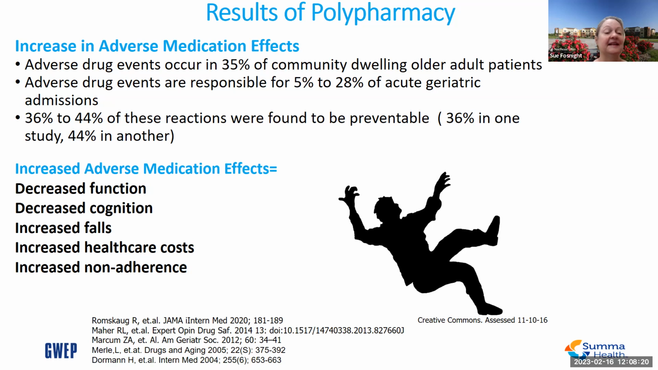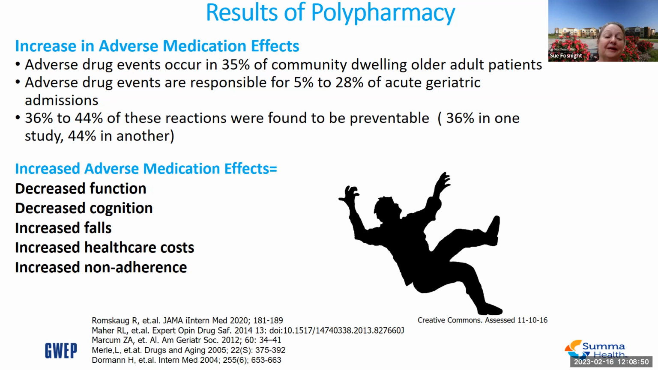I have some statistics on here. Adverse drug events are responsible for 5 to 28% of acute geriatric admissions. And about a third to almost a half of these reactions were found to be preventable. And again, that makes it very pertinent that we apply these principles of assessment to look for these effects so that we can prevent these adverse medication effects from causing big problems.